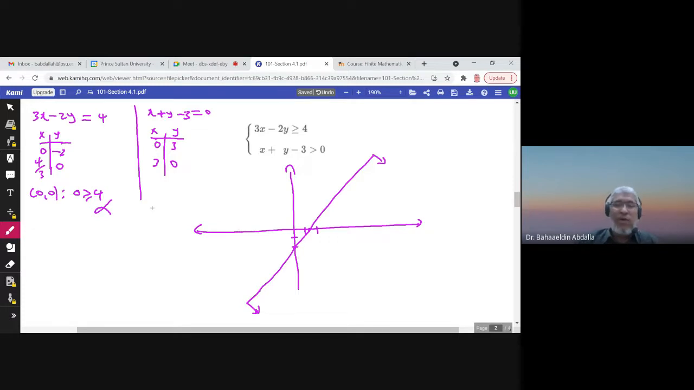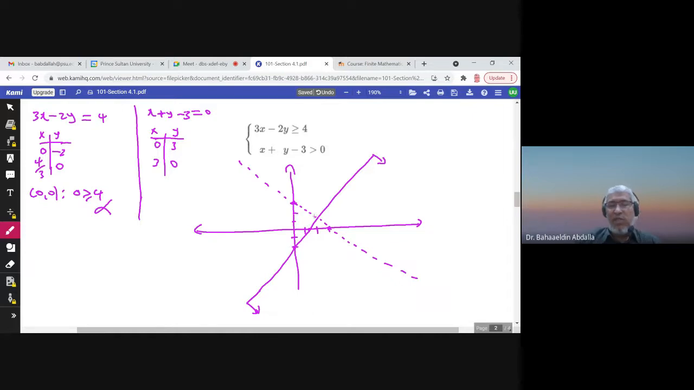Okay. Now let us sketch the graph of the second line. (0, 3) and (3, 0). And now the line is dashed because there is no equality here. It's not greater than or equal. It's just greater than. All right. So now there is a half to the right of the dashed line and a half to the left of the dashed line. Which half is the graph of the second inequality?